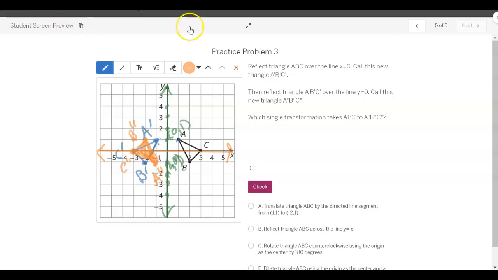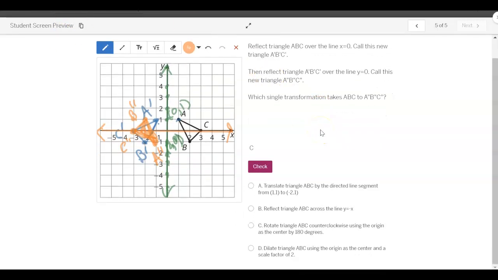Now, the question down here says, which single transformation takes A, B, C to A prime, B prime, C prime? And I know this is a little messy because I drew it here. But think about it for a second. Go ahead and pause the video. Think about it for a second, and then we will talk about it.